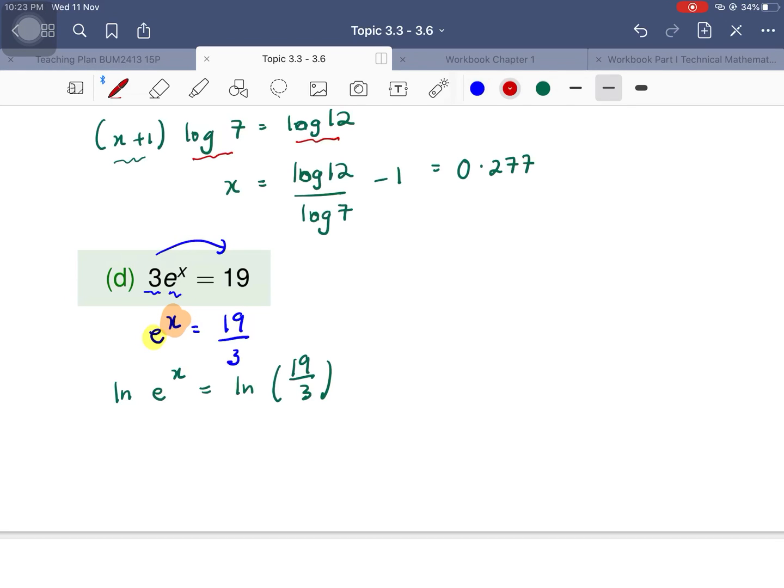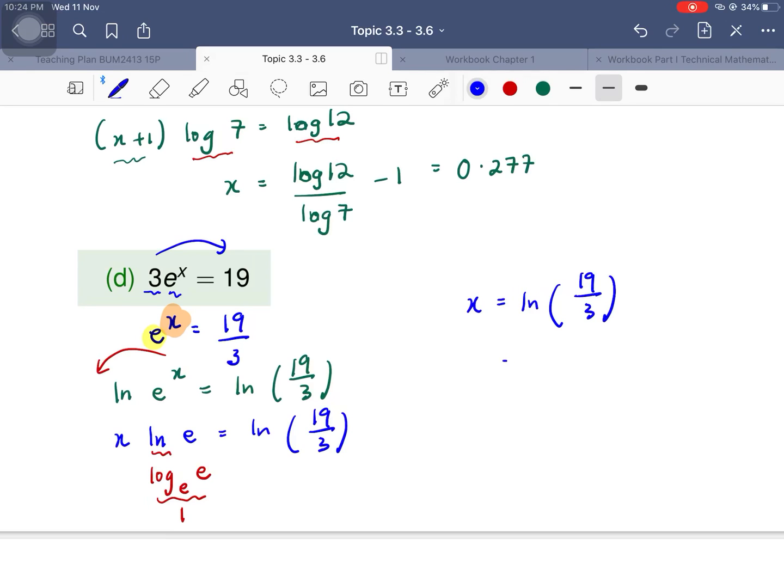And the same idea applies. Remember that ln and exponential are actually going to cancel each other, and so I'm going to end up with x. Or you can also think about it as the x going to the front. So therefore here I'll end up with x ln e, and that is going to equal ln of 19 over 3. But we know that ln e is simply going to equal 1. So that's why the equation is simply going to be x equals ln of 19 over 3.